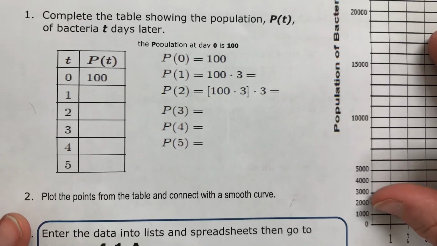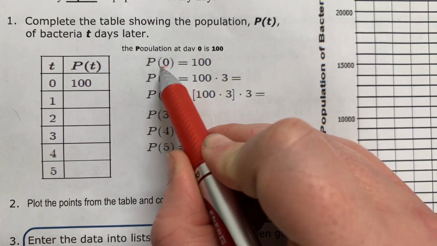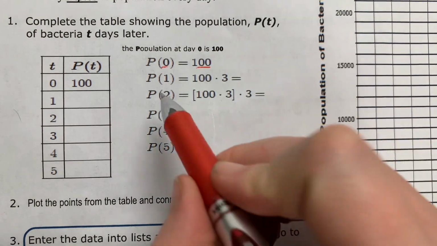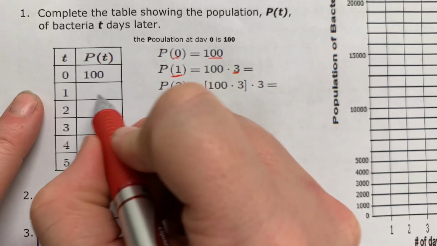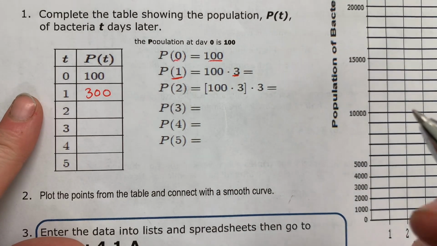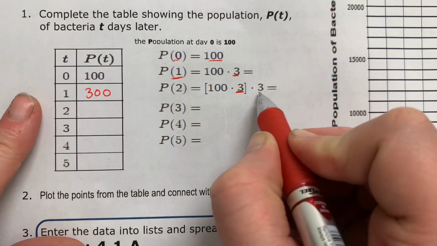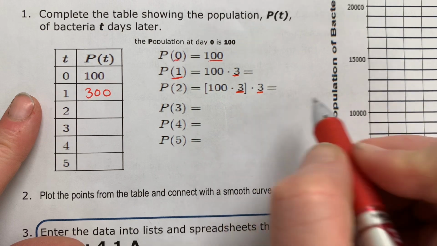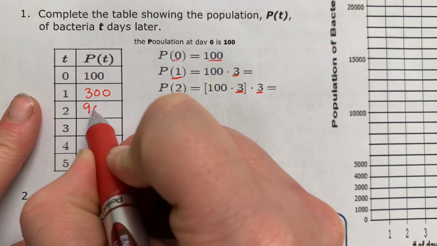All right, so now we're going to fill out this table. We're starting at 0 days, we had 100. After day 1, it triples. So after day 1, it gives us 300. All right, after day 2, it triples, and then it tripled again. So I can write that as 3 squared. So that's going to give us 900.